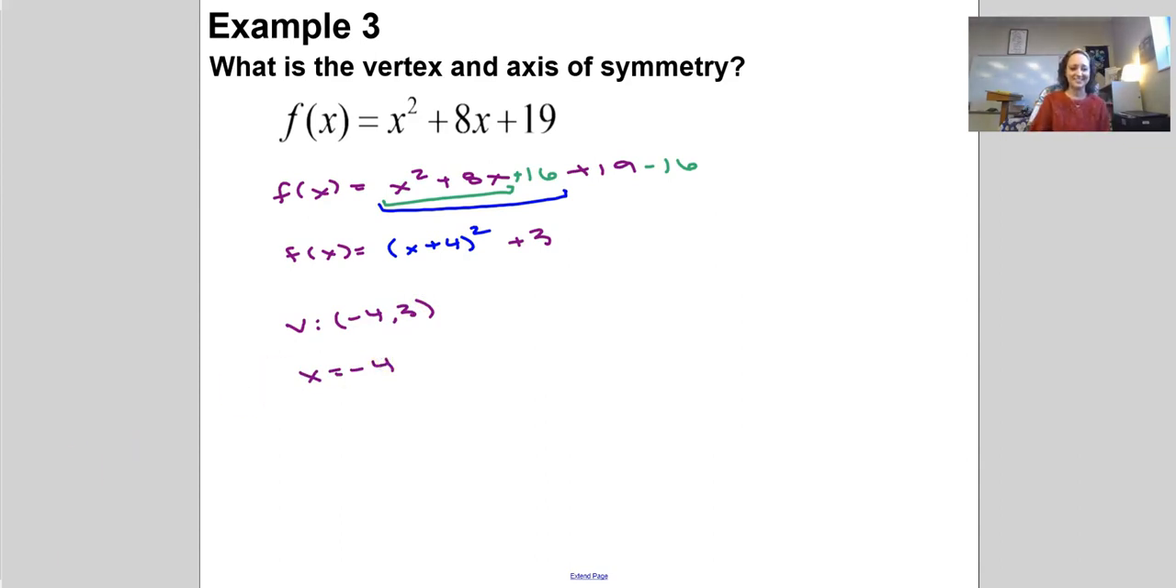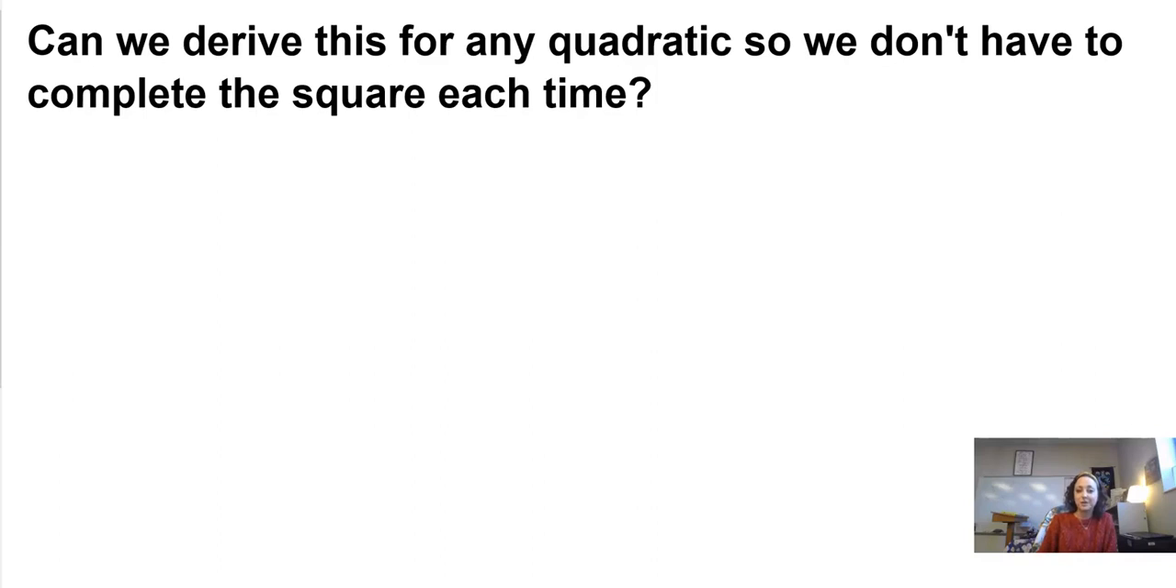Good deal. All right, however, we probably don't have to complete the square every single time, especially if we don't have nice integers to work with. What if there are some fractions or decimals? So can we derive this for any quadratic so we don't have to complete the square each time? The answer is yes.